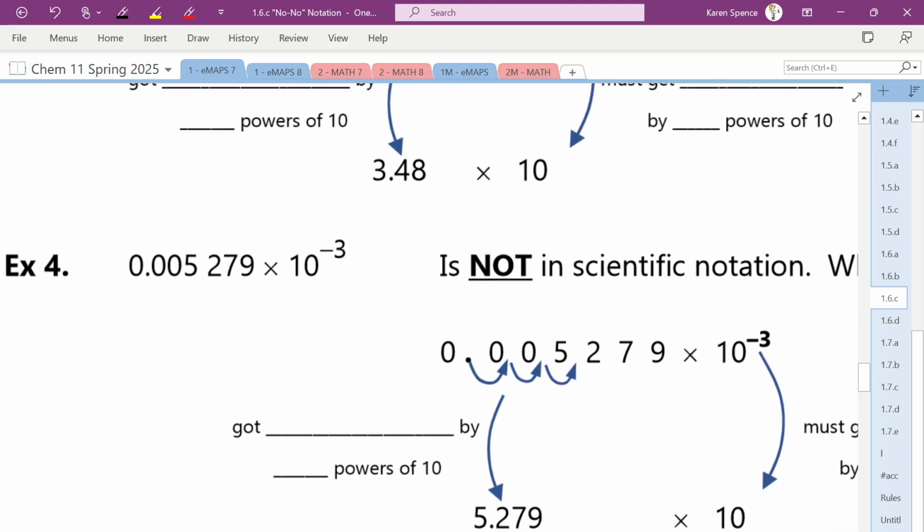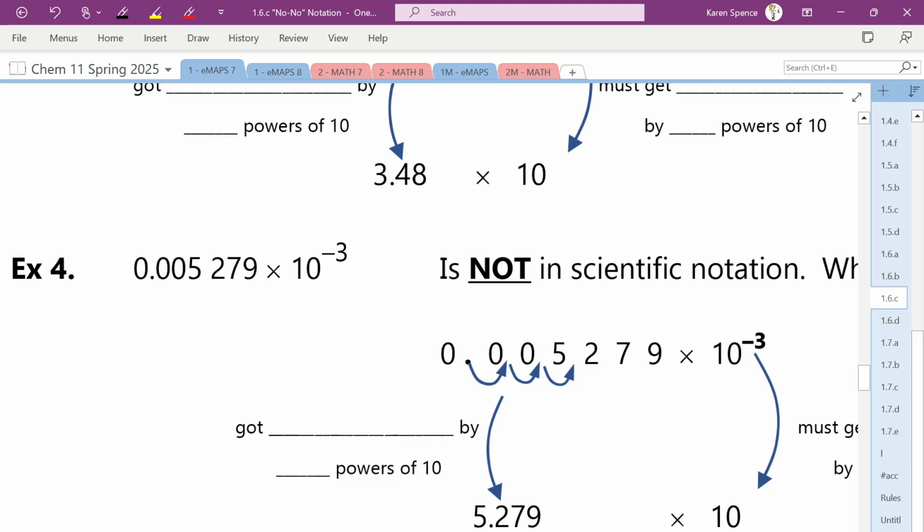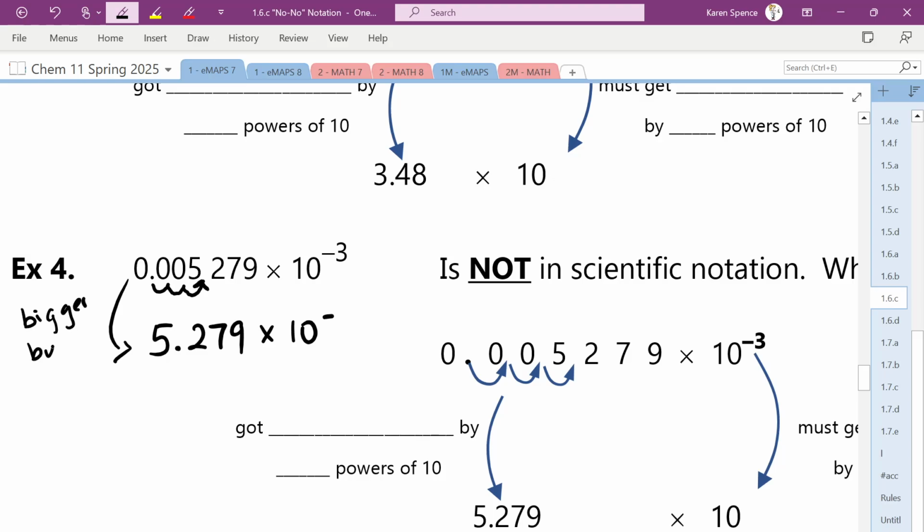Okay, example 4. Is this in scientific notation or is it in no-no notation? No. We need to move our decimal place 1, 2, 3 places to the right. So now we have 5.279 times 10 to the negative 3. No, not negative 3. Hold on. That number got bigger. By how much? 10 to the 1, 2, 3.